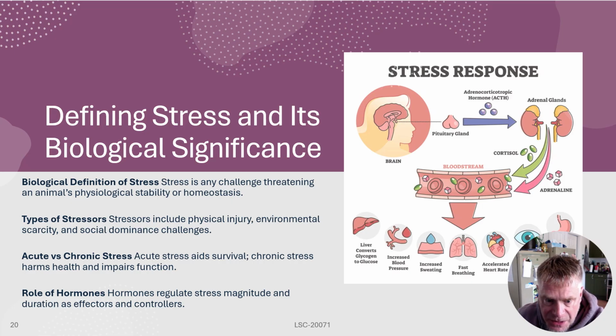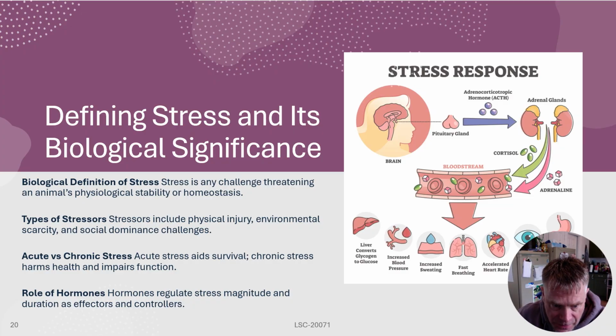This is any challenge threatening an animal's physiological stability or homeostasis. So it could also be a harmful physical environment. If it's extremely hot or extremely cold, those can also be challenges, as well as being attacked by a predator. So it's situations where the chance of survival of the animal is affected, and it needs to adapt to that.